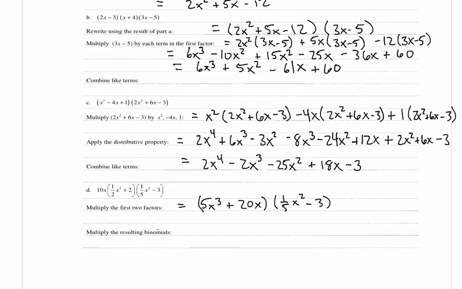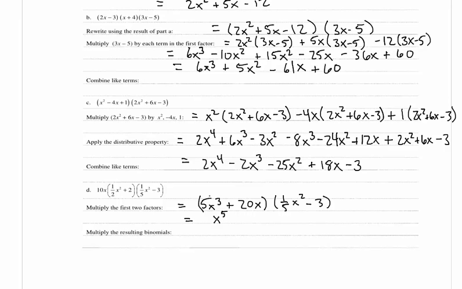And now we want to multiply the resulting binomial. So we're going to use the FOIL method here. We're going to have first terms, so we have 5x cubed times 1/5 x squared. And 5 times 1/5 is 1. x cubed times x squared is x to the 5th.